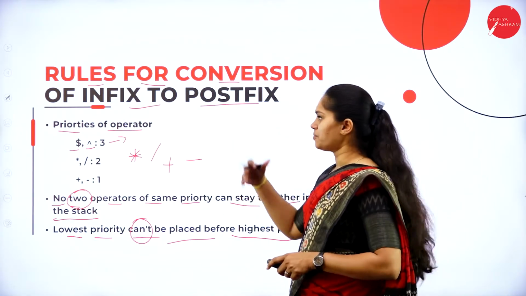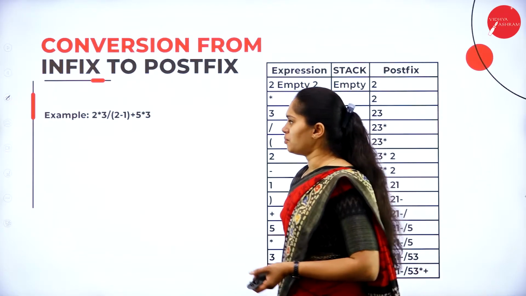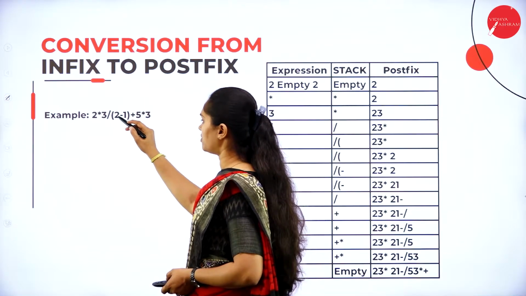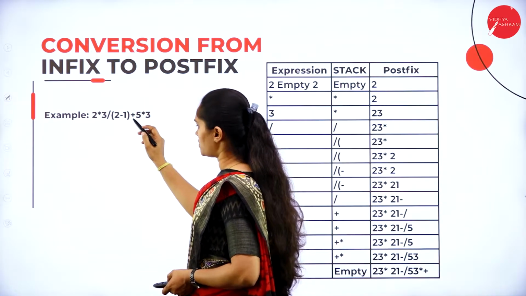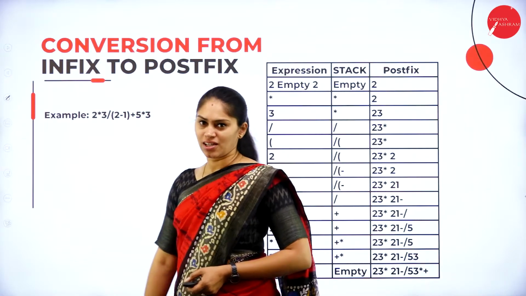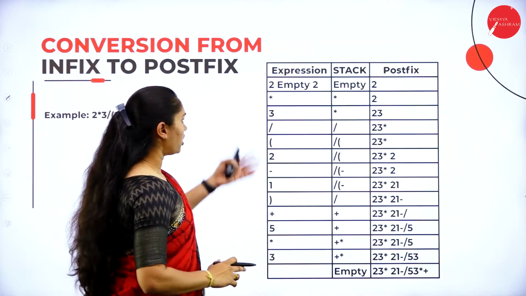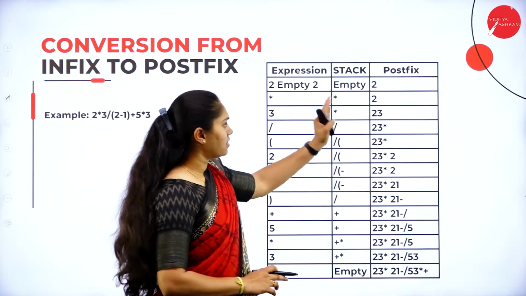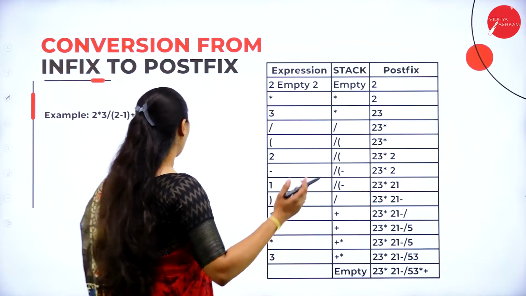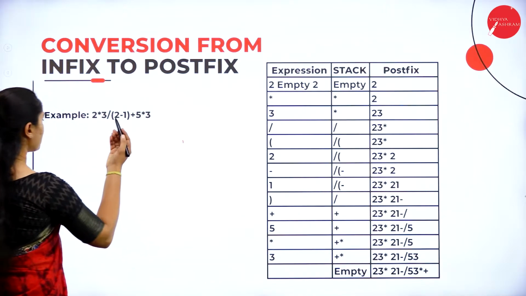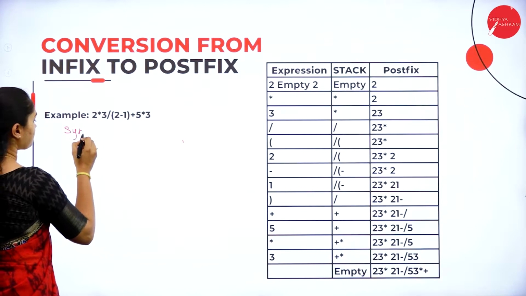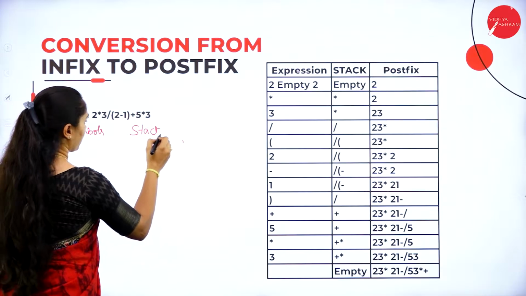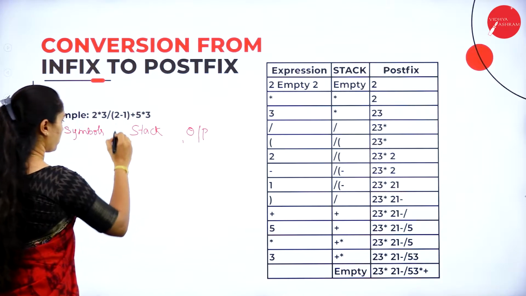By looking into these rules, we will have a conversion from infix to postfix. So here you can see the expression 2 into 3 divided by open parenthesis 2 minus 1 closing parenthesis plus 5 into 3. So how are we going to do this? In order to have this conversion, first I must have an expression or symbols, then a stack, then the postfix expression. Let me consider them one by one. First the symbols, then the stack, and at last the output or postfix expression.